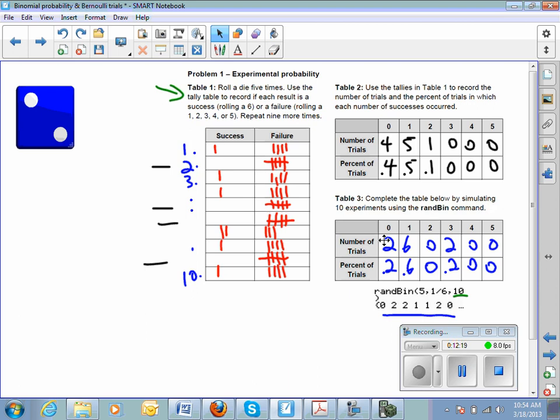What were your percentages, just for comparison? I had 0.3 under 0, 0.5 under 1, 0.2 under 2, and then 0 in the rest. Okay. And so your results were sort of a hybrid between this table 3 and table 2. All right. What do you think would happen if instead of doing 10 here, so 50 trials altogether, let's say you did 100 experiments instead of 10. What do you think would happen over here in the results?